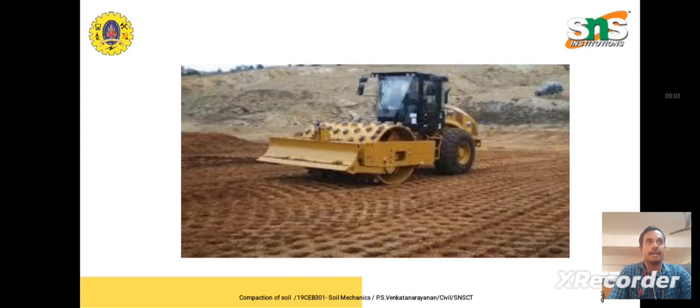Today we are covering a very important concept in soil mechanics, that is compaction of soil. This topic is very relevant for both field engineers and students who are preparing for competitive exams like GATE Engineering Services Examination and other competitive examinations. So let's jump right into the topic today.